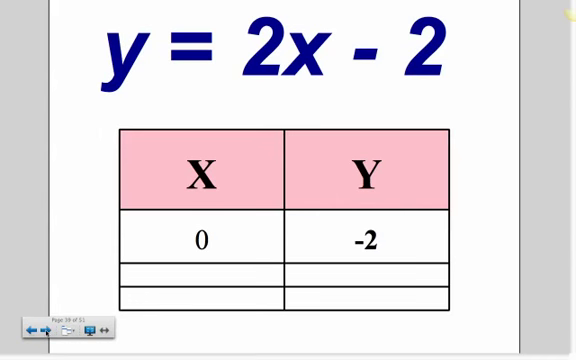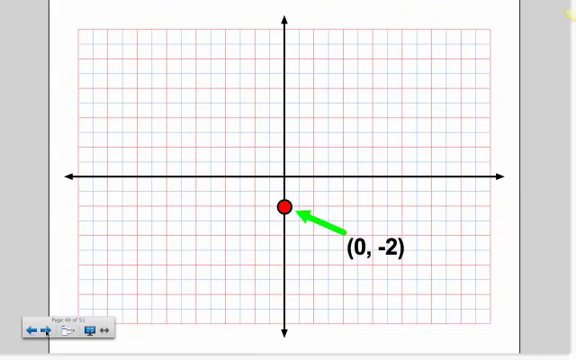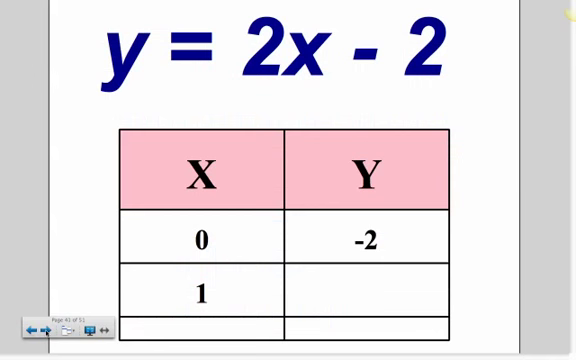I got an x value, which is 0. I got a y value, which is negative 2. In the last lesson, we learned when we get x values and y values, these become points that we plot on our graph, and those are our coordinates. So now we take the value of x being 0 and y being negative 2, we take our coordinate plane, and we plot that point. We're going to continue this approach. We're going to do it not twice, but 3 times.